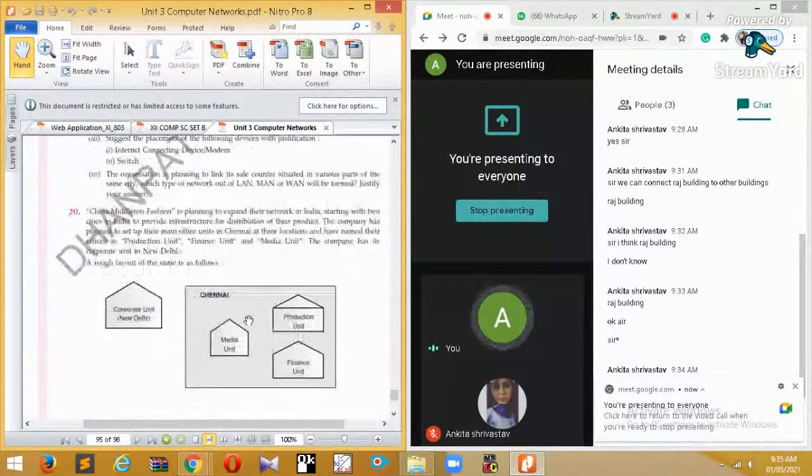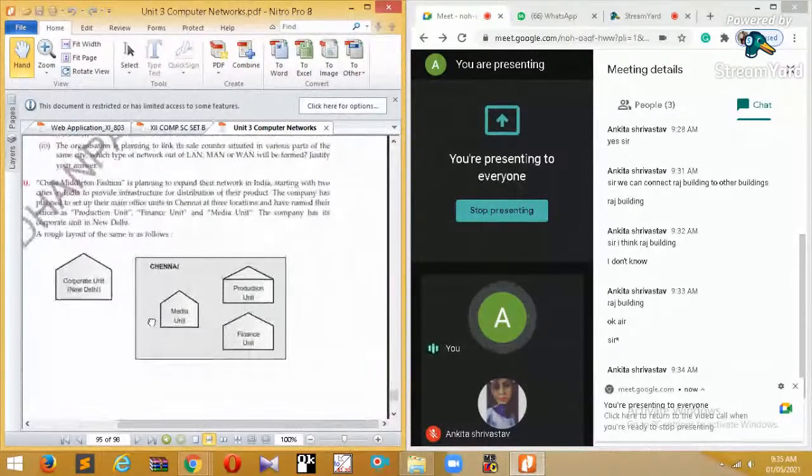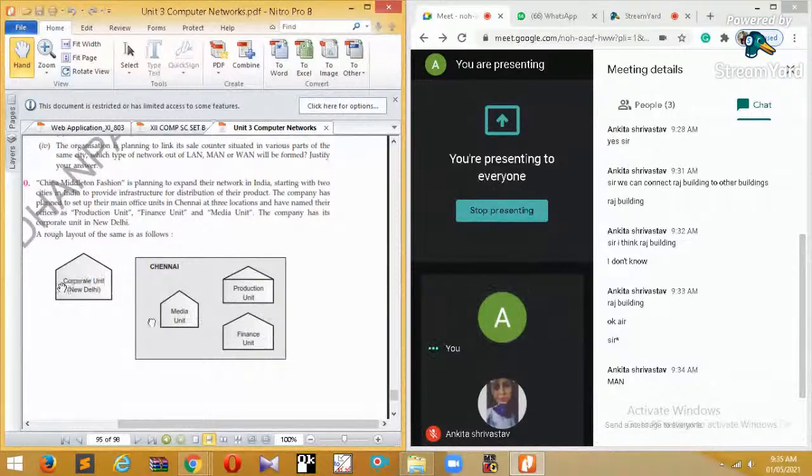This one. Chinar Middleton Fashion is planning to expand their network in India. Here there are four units. The main corporate unit is present in New Delhi. This is quite a different type of question. Try to look into the question properly. You can see one corporate unit is a separate building present in New Delhi. And within Chennai, it has three other units: media unit, production unit, finance unit.